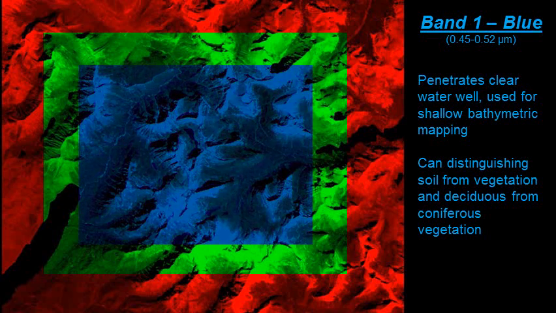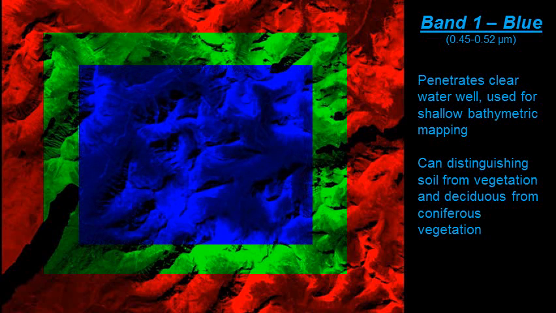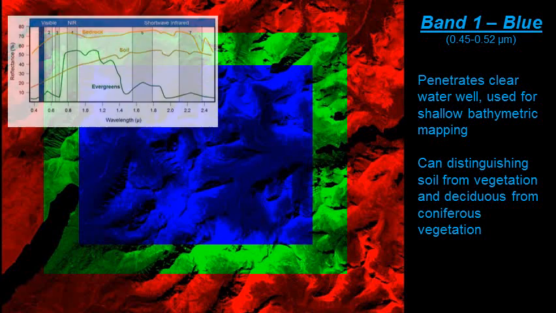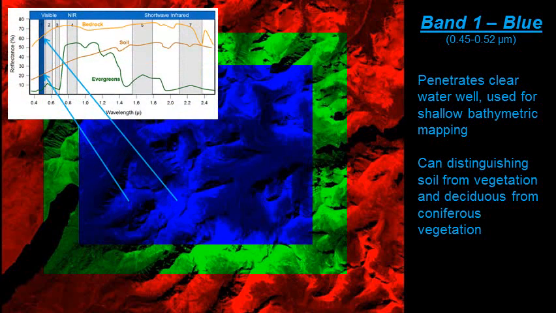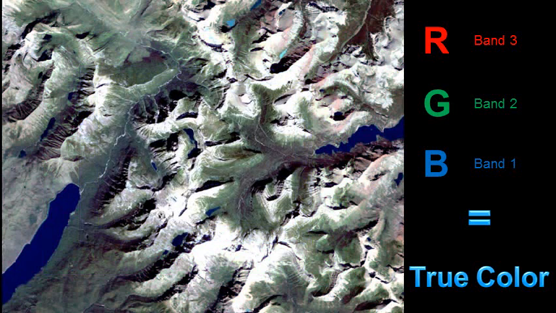Band 1, or the blue band, is actually able to penetrate water fairly well, and is sometimes used for bathymetric mapping purposes. It can also distinguish between a lot of different land characteristics, including differentiating soil from vegetation and deciduous trees from coniferous trees. If we blend these three bands together to form a composite, what we end up with is a true color image. A true color composite approximates the range of human vision, and hence these images appear to be close to what we would expect to see in a normal photograph.